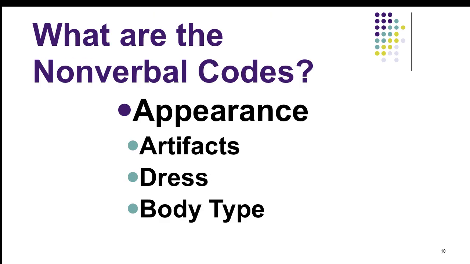Appearance. Appearance might include artifacts, dress, and body type. Artifacts might include a watch, a necklace. What you choose to wear is a part of the appearance nonverbal code. And body types are parts of nonverbal codes too. For example, upside down triangle for men and hourglass for women. These body type codes impact the way we communicate.